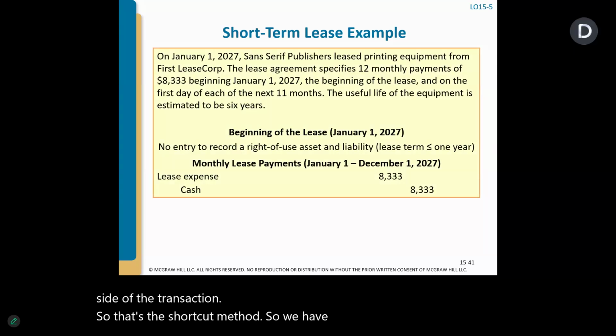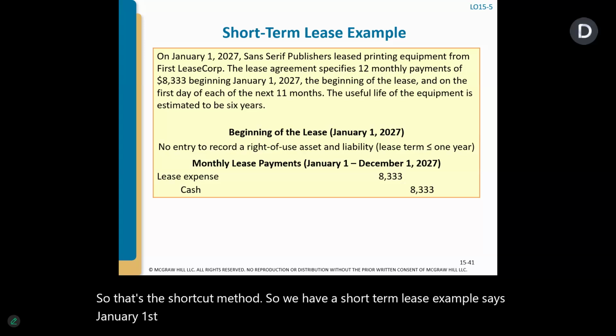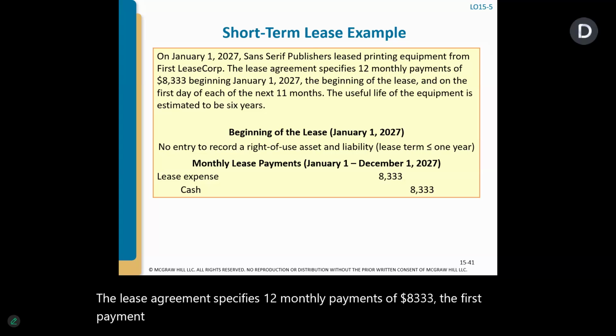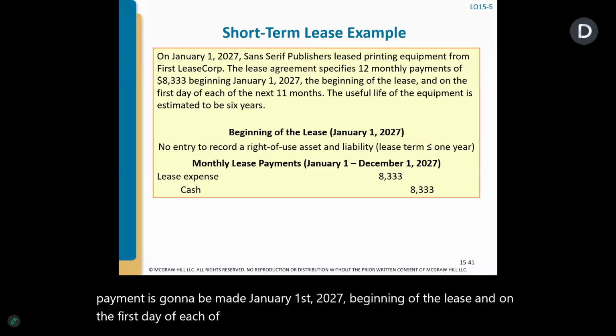So we have a short-term lease example. It says on January 1st, Sans Serif Publishers leased printing equipment from First Lease. The lease agreement specifies 12 monthly payments of $8,333. The first payment is going to be made January 1st, 2027, at the beginning of the lease, and on the first day of each of the next 11 months. The useful life of the equipment is expected to be 6 years.